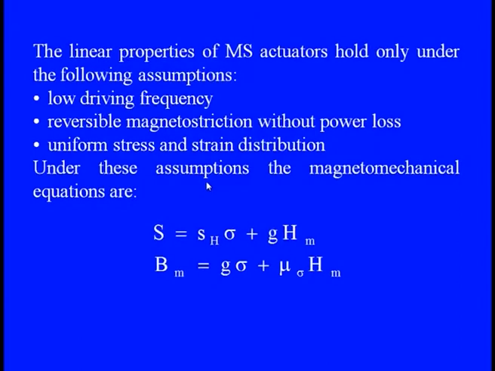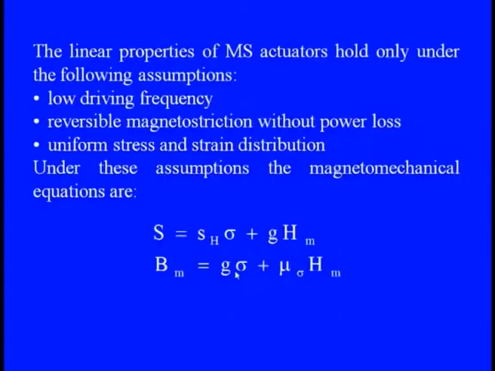So, it is S equals SH sigma plus G HM, that is one. Second is BM equals G sigma plus mu into HM, where S is nothing but the strain, and the strain is equal to the stress into SH. SH is a constant which gives the compliance feature, the compliance when we are applying a constant magnetic field strength H.